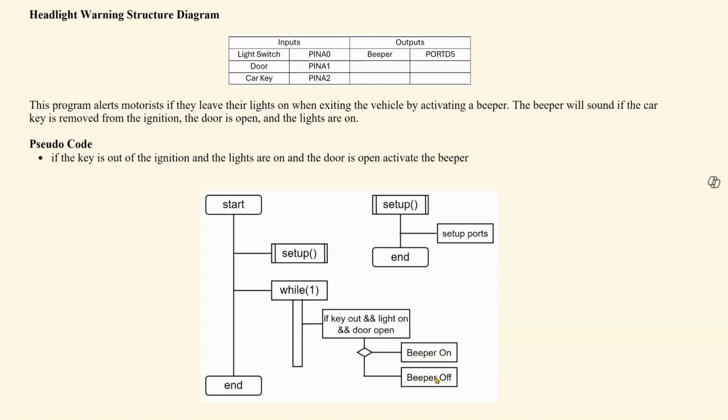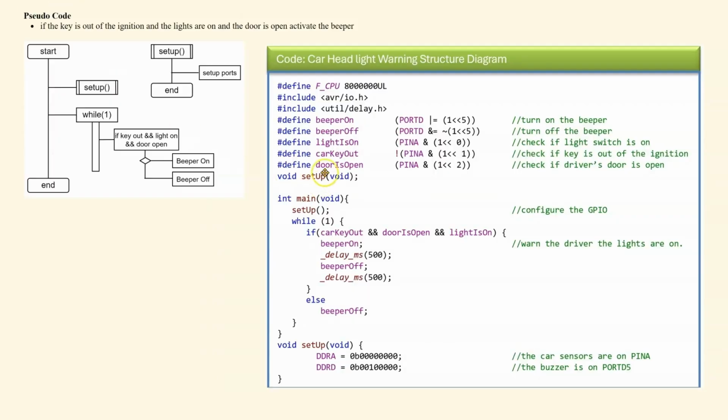Now pause the video and write the C code. I have written the C code. I have defined the beeper, the inputs and outputs, and then I have written the code here. Basically, if car key is out, doors open, lights on, beeper on, we pulse it, else beeper off. And I have a setup function for the data direction registers of port A and port D.